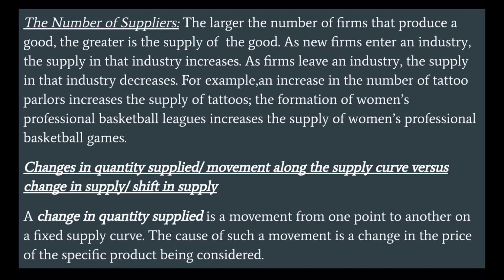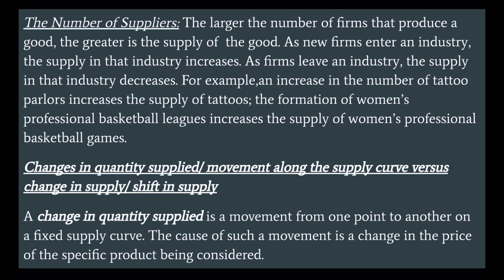The number of suppliers. The larger the number of firms that produce a good, the greater is the supply of the good. As new firms enter an industry, the supply in that industry increases. As firms leave an industry, the supply in that industry decreases. For example, an increase in the number of tattoo parlors increases the supply of tattoos. The formation of women's professional basketball leagues increases the supply of women's professional basketball games.